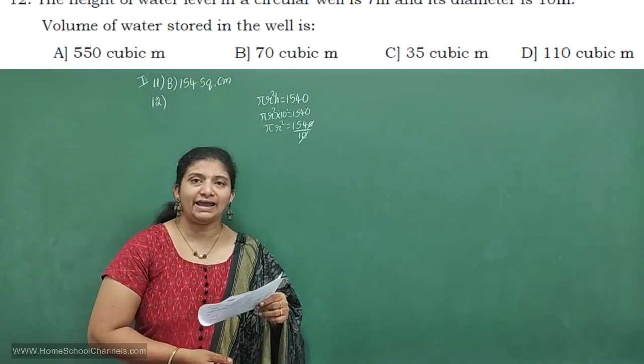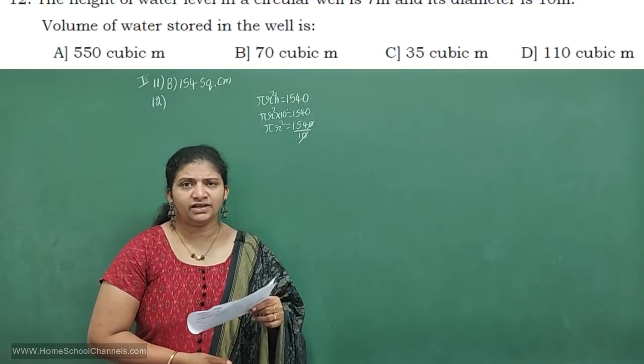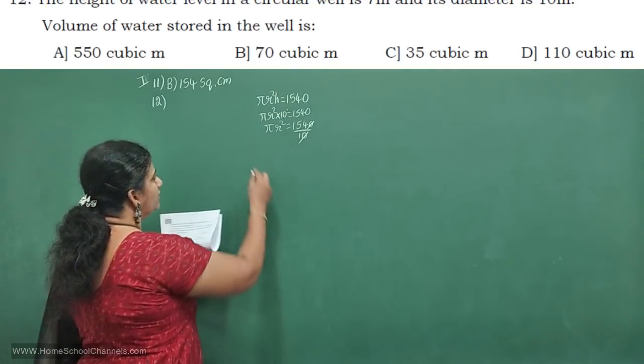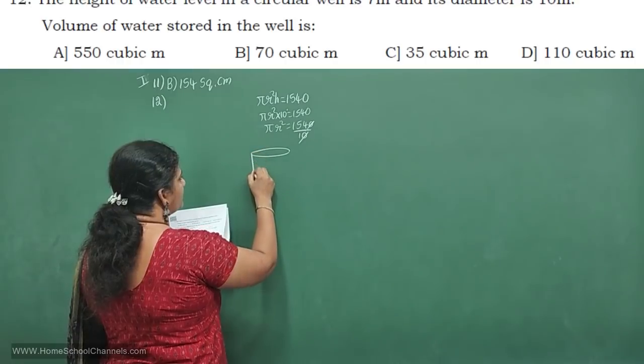12th one, the height of water level in a circular well. Let me take a circular well.